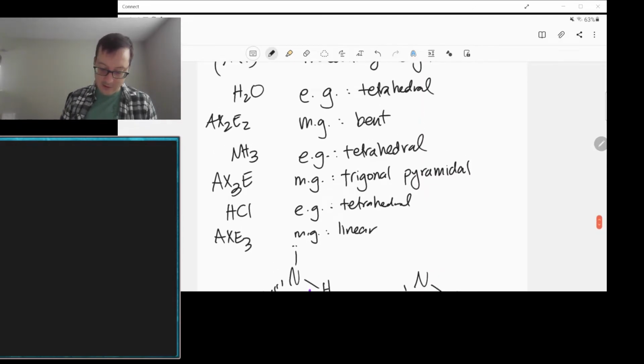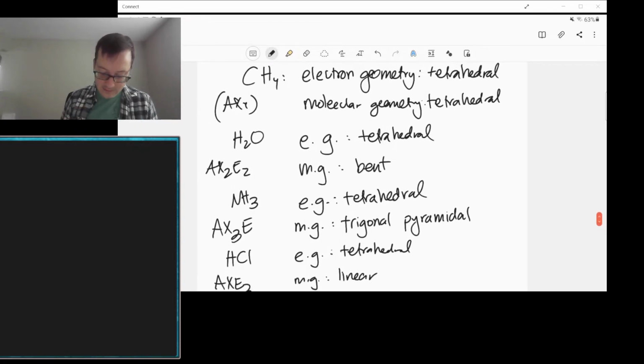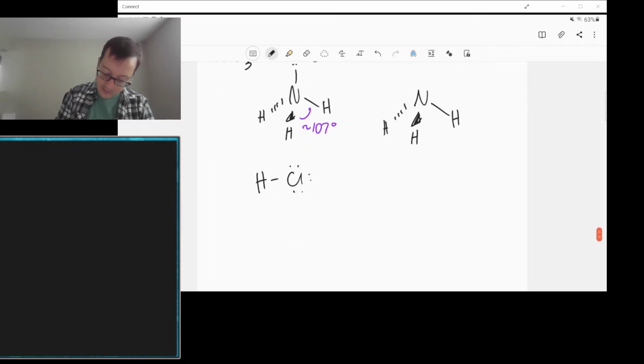So this is our 4 electron domain category. So everything that is tetrahedral electronically will be one of these: AX4, AX3E, AX2E2, AXE3, all of those are tetrahedral electron geometry. And if we take a look at the rest, they would all have different molecular geometries. All right, so we can go into the rest. We'll take a look at the coordination number of 3.